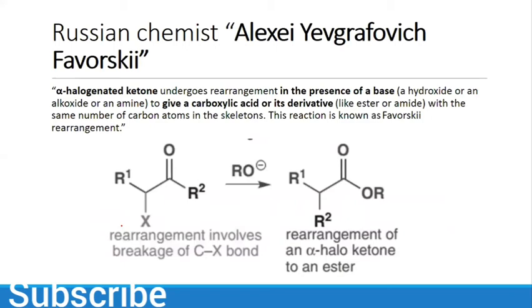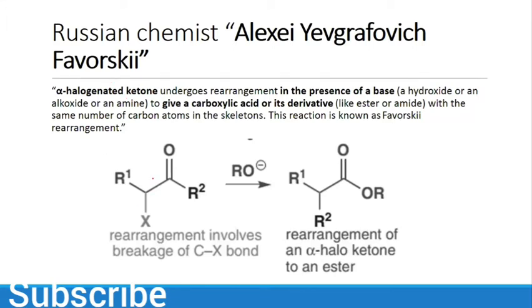So alpha halogenated ketone undergoes rearrangement in the presence of a base. There are different types of bases available like hydroxide, alkoxide, or an amine. So these are three bases available to give a carboxylic acid or its derivatives like esters or amide with the same number of carbon atoms in the skeleton. The reaction is known as Favorskii rearrangement.